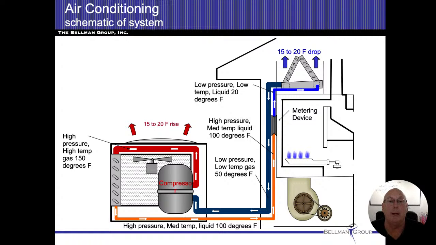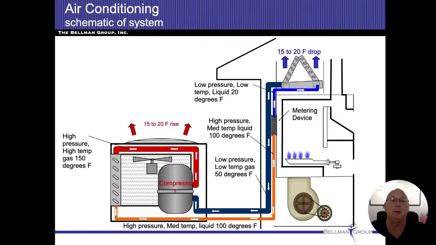As we look at the drawing, any of those lines that are thicker, those are going to be gas lines. Any of the lines that are skinny, those are going to be liquid lines. So the compressor, we come out of there, it's high temperature, high pressure, and it's a gas. It goes through our coils. We discharge the heat, we convert to a liquid.